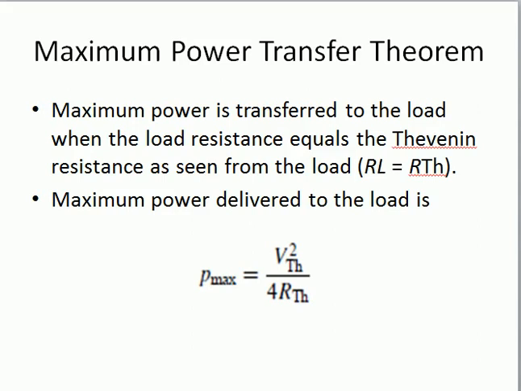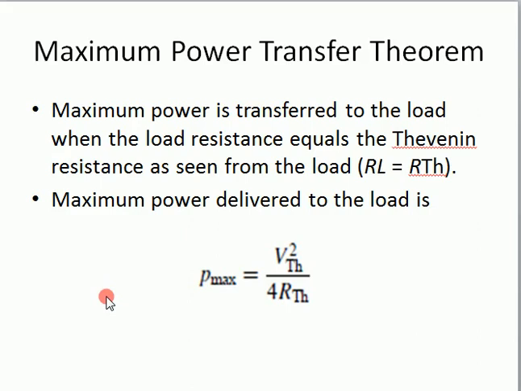So the statement of the maximum power transfer theorem is this: the maximum power is transferred to the load when the load resistor is equal to the Thevenin resistance as seen from the load, that is, RL is equal to R Thevenin. Whenever the load resistor is equal to the Thevenin resistance, the maximum power is transferred to the load.